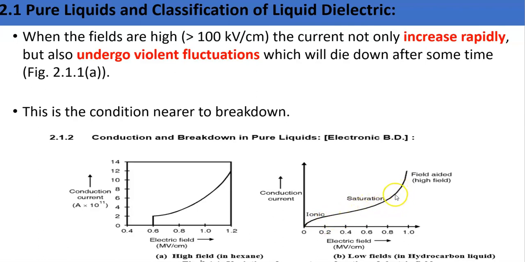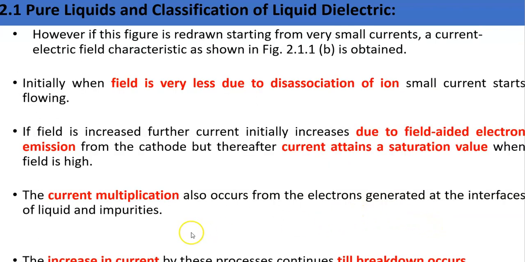Now this increase in the current starts initially due to the field-aided emission from the cathode, meaning electrons will start liberating from the cathode. We saw secondary ionization in the Townsend theory. In a similar way, as the field is very high, electrons from the cathode metal get excited because the field is very high, and those electrons start arriving in the gap.